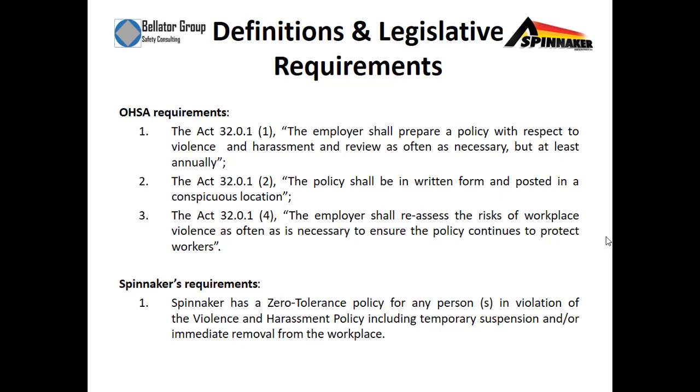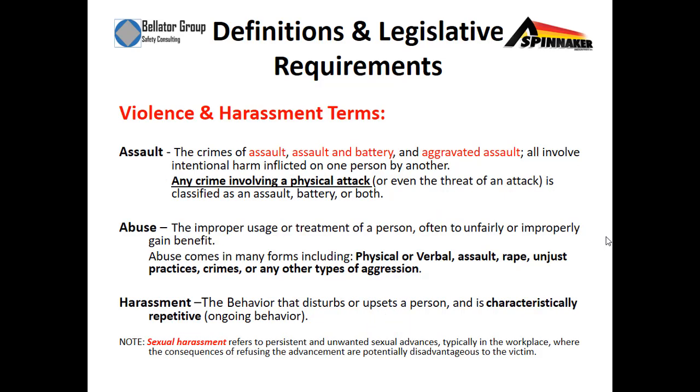Section 32(2), the policy shall be in written form and posted in a conspicuous location. And 32(4), the employer shall reassess the risk of the workplace as often as necessary to ensure that the policy continues to protect workers. Spinnaker has a requirement, and that is a zero-tolerance policy for any person in violation of the violence and harassment policy, including temporary suspension or immediate removal from the workplace.